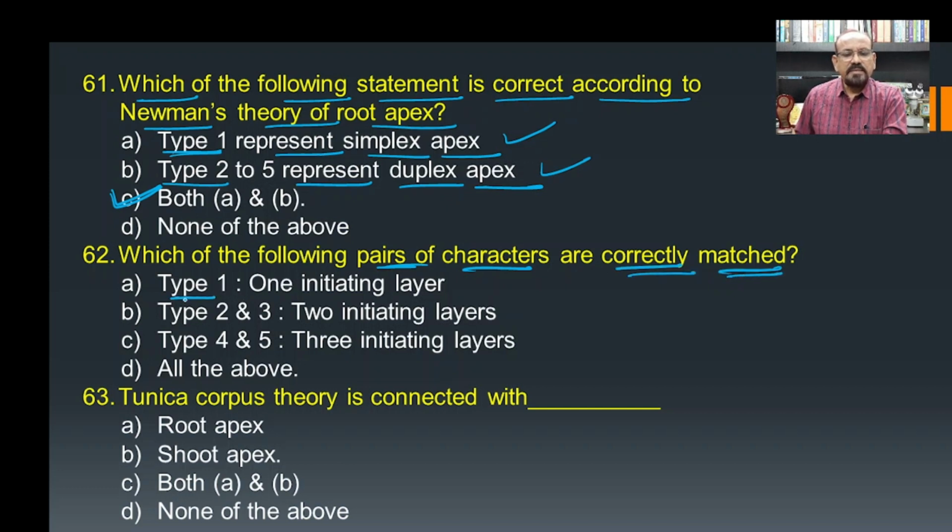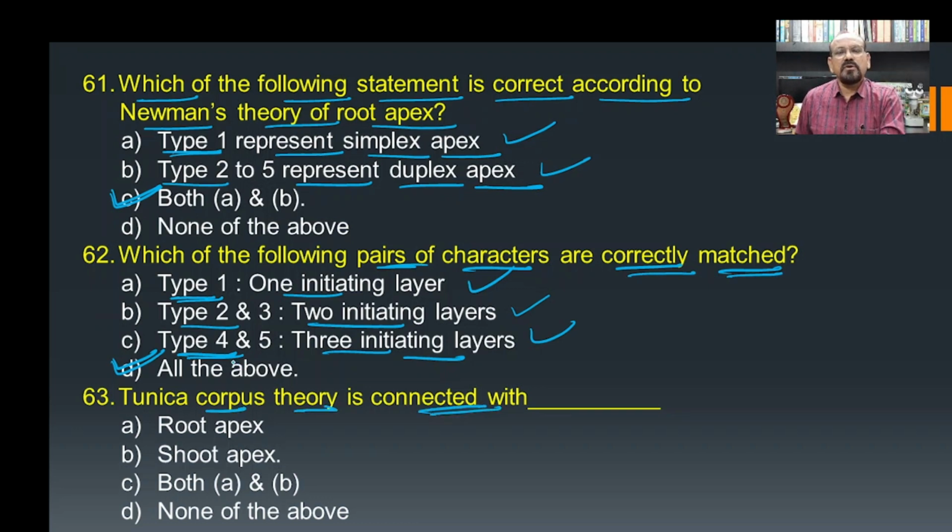Then type 1 is 1 initiating layer, types 2 and 3 have 2 initiating layers, and types 4 and 5 have 3 initiating layers. All these 3 are correctly matched, and hence all the above will be the answer for this question.